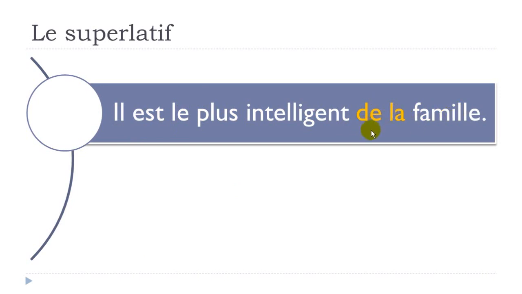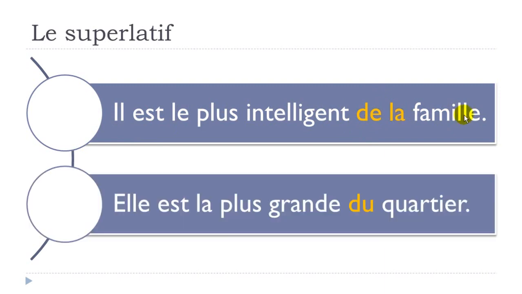It's exactly the same thing in French. We've got to use this complément de la famille. Okay? But then have a look here. Of course, as usual in French, when we combine this de and then the article le, it will become du. Okay, so il est le plus intelligent de la famille. So it's the feminine form here, de la famille. Elle est la plus grande du quartier. Quartier, neighborhood. Du quartier. So it's masculine.